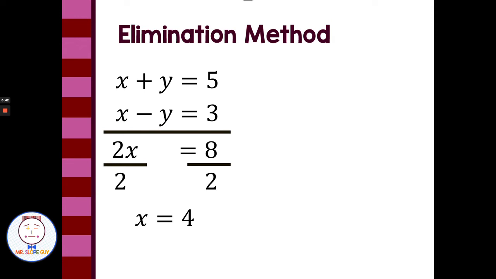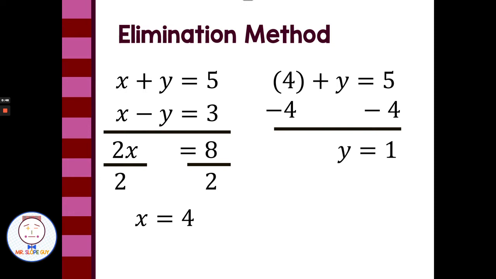Once we have x equals 4, we can go back, substitute into one of our original equations, and get a y value of 1. So our solution would be the ordered pair 4, 1. Well, how did this really work? Well, it worked because we had opposite signs, and we had the same coefficient, in this case a positive 1 and a negative 1, that when we added them together, they dropped out.